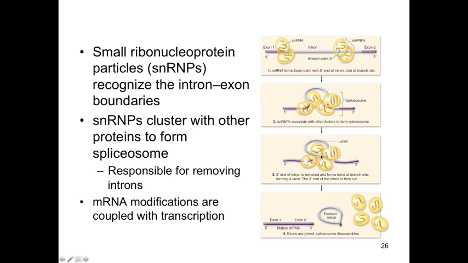Once in this position, the 5' end of the intron is removed and forms a bond at what's called a branch site. And then the 3' end of the intron is cut. And we basically end up with a little loop here that's called a lariat loop. And exon 1 and exon 2 are glued back together.